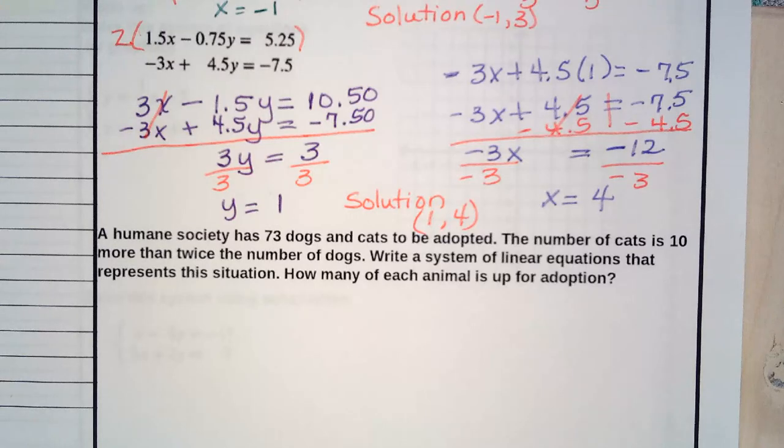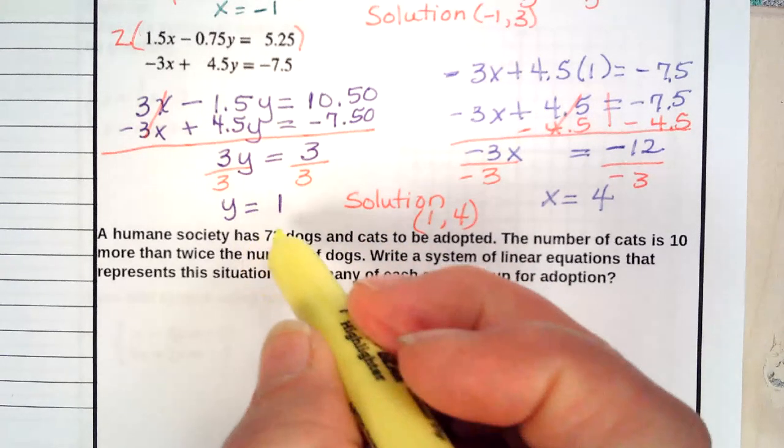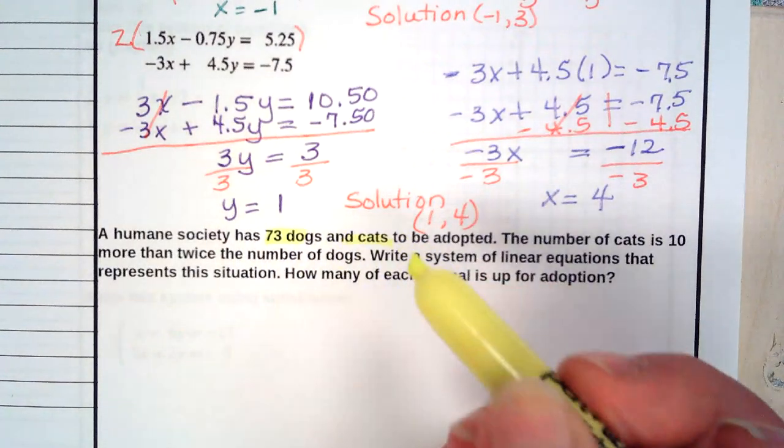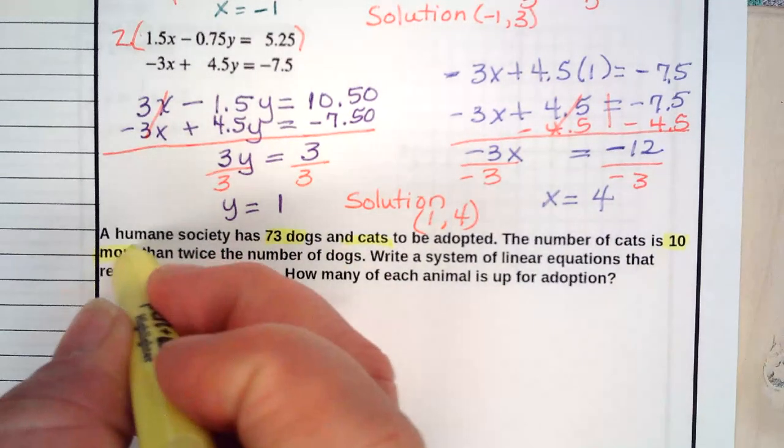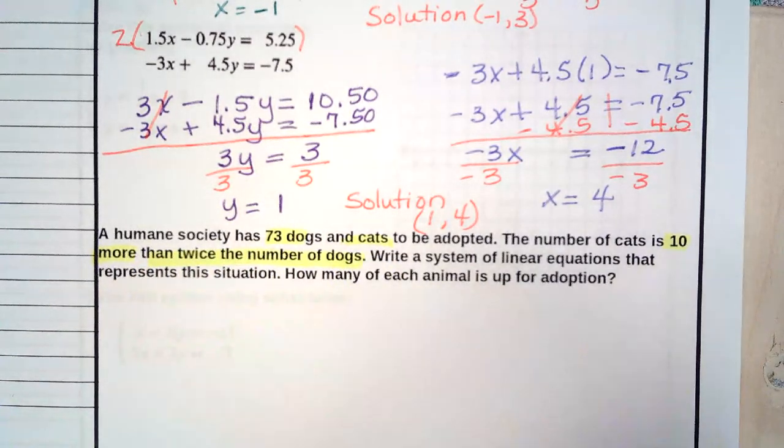Okay, the last one is a word problem. The Humane Society has 74 dogs and cats to be adopted. The number of cats is 10 more than twice the number of dogs. Write a system of linear equations that represents this situation. How many of each animal is up for adoption? So we know the total is 73, and that's both cats and dogs. The number of cats is 10 more than twice the number of dogs.